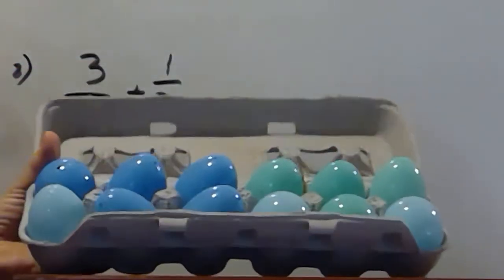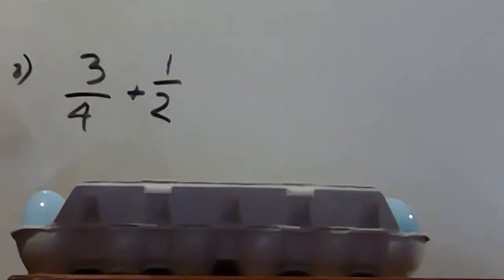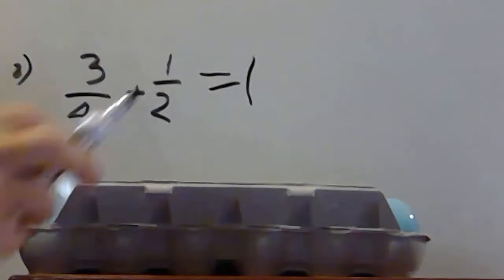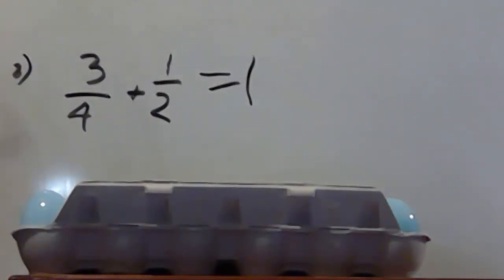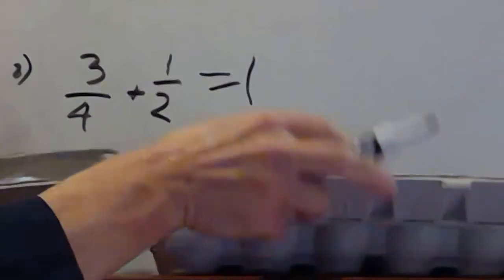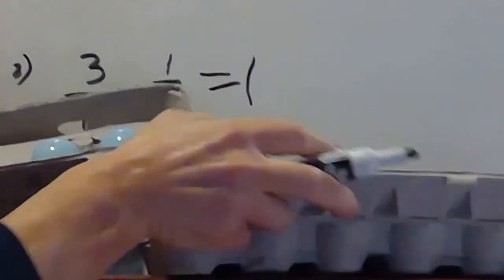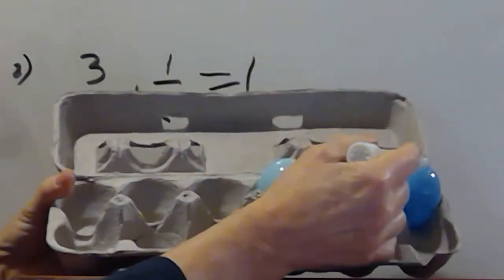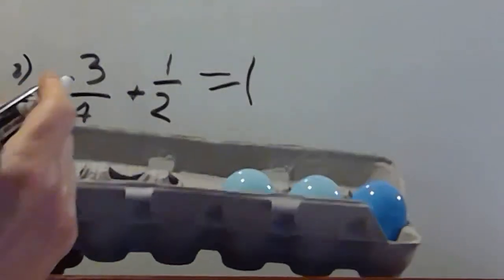So I have 1 full egg carton. So that will give me equal to 1. And then the ones that are left over, I put into this egg carton. And I'll put it like this. So there's my filled egg carton. I'll put it aside and I'll write 1 for my full egg carton. And now I have only 3 eggs in this carton. So that leaves me with 3/12.